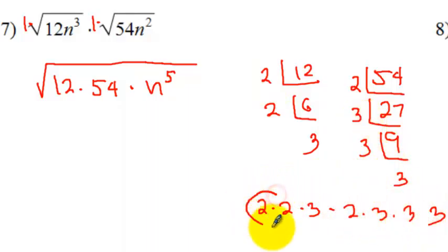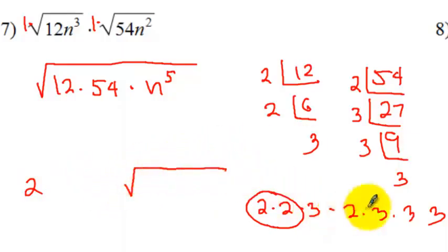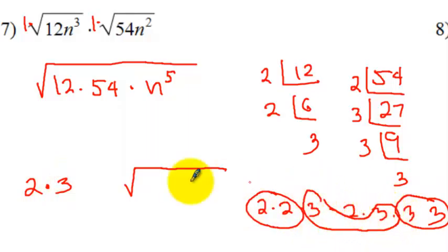So we have a pair of 2. So that's square root of 4, which is equal to 2. I have a pair of 3 here, and then another pair of 3. And then this number here stays inside. So we have here 2 times 3 equals 6, times 3, 18, times square root of 2.